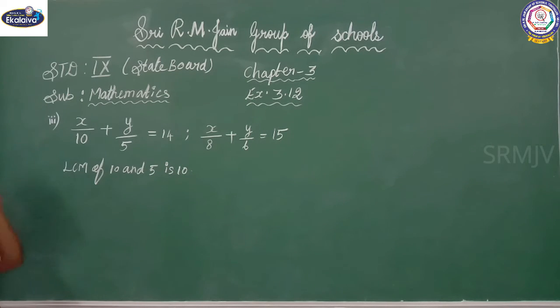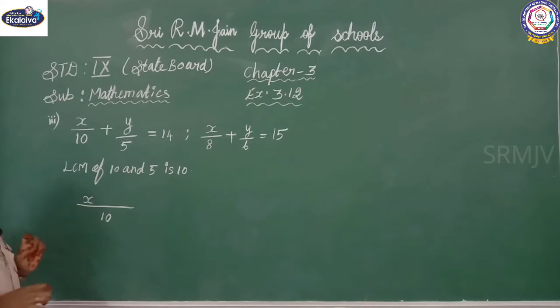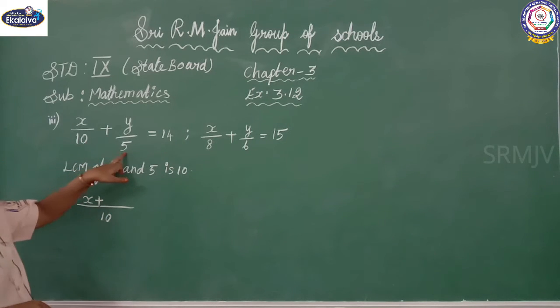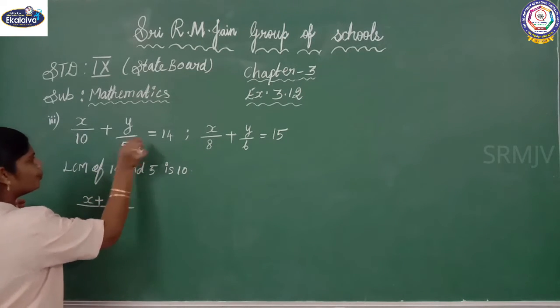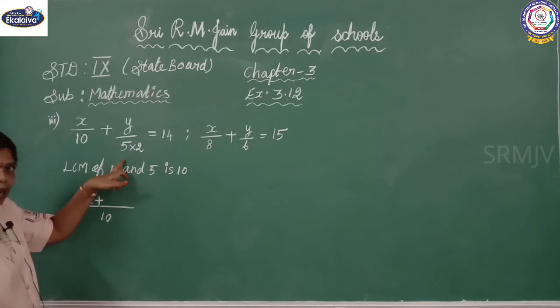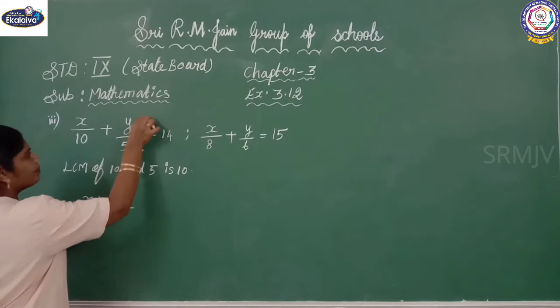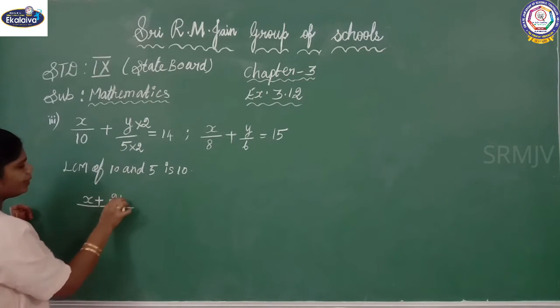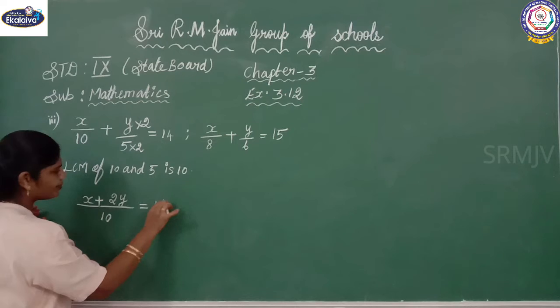First you make the denominators the same. So the common denominator is 10. See the first term, here the denominator is 10, so you write the numerator as it is, so x. And next, what symbol is there? Plus. Here 5 is there, so we have to make it 10. So we need to multiply by 2. Once you multiply the denominator, you have to multiply the numerator also. So 2 into y, what will you get, children? 2y. x plus 2y by 10 equal to 14.